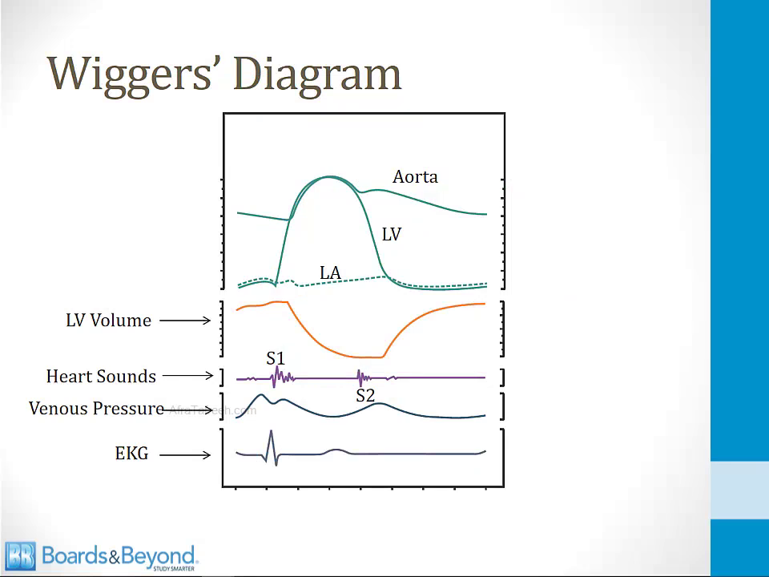Shown on the screen is Wiggers' diagram. Wiggers' diagram shows one cardiac cycle and all the different events that occur within that cardiac cycle. So the x-axis is always time, and we've got one cardiac cycle shown on the screen here.